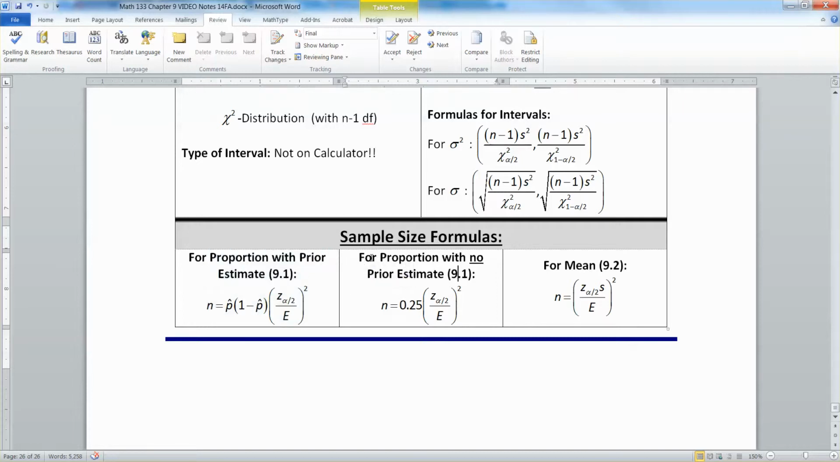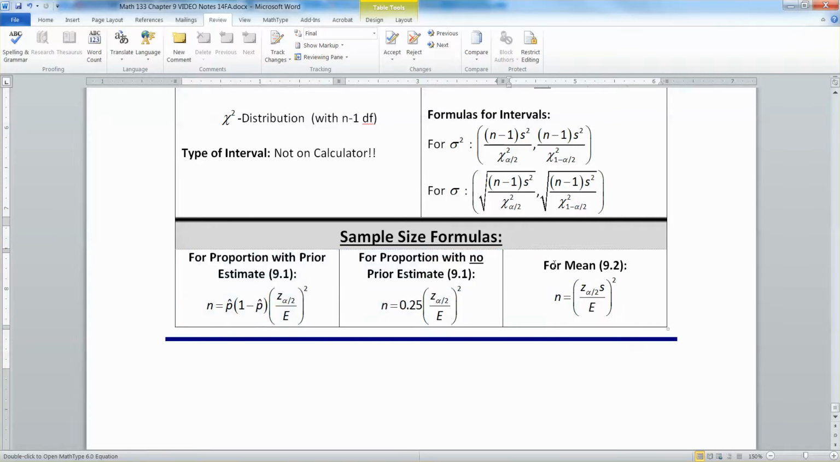If you have no prior estimates, you never studied this before. You've never asked this question of anybody. So you have nothing to gauge it from. And if that's the case, then you use this formula right here. Both of these, by the way, are for proportions though, for surveys. How many people do I need to call up to ask this question? How many people do I need to poll to ask this question?